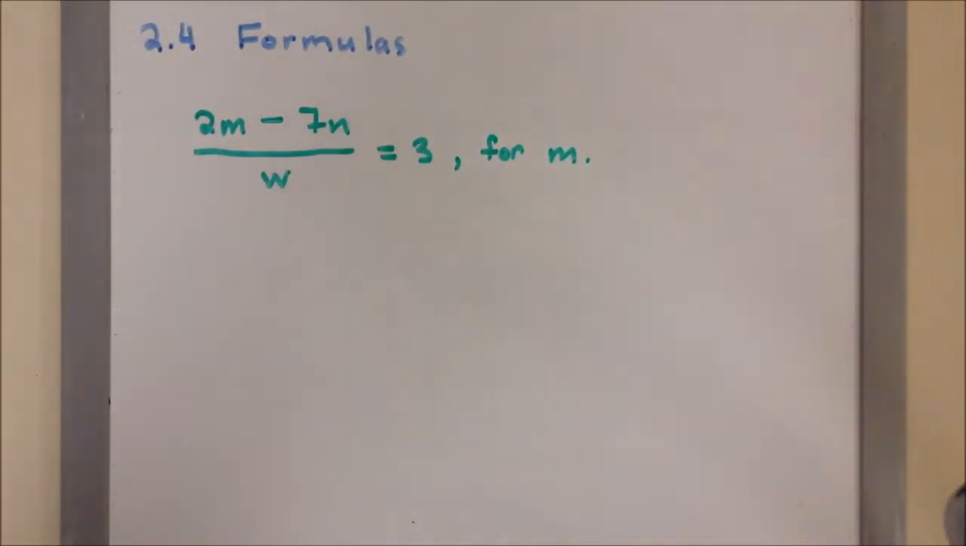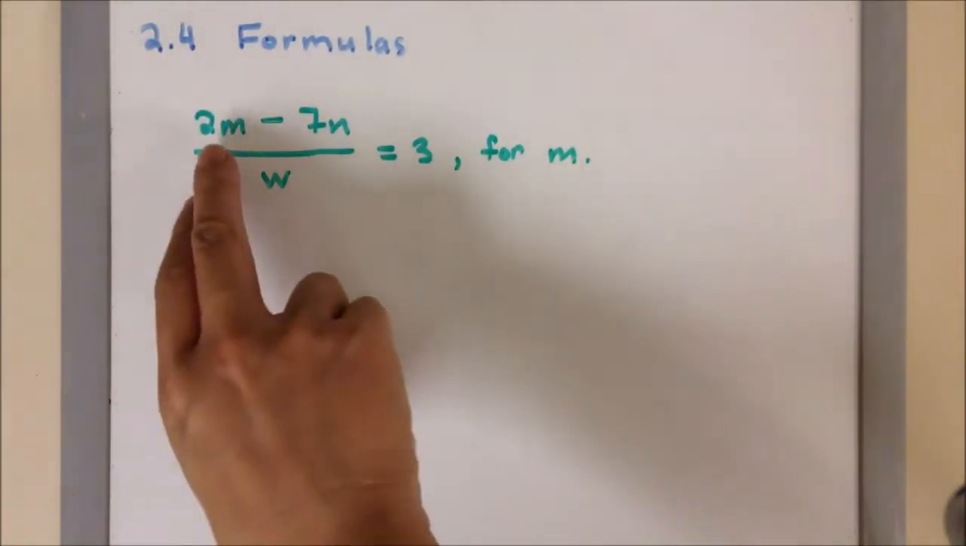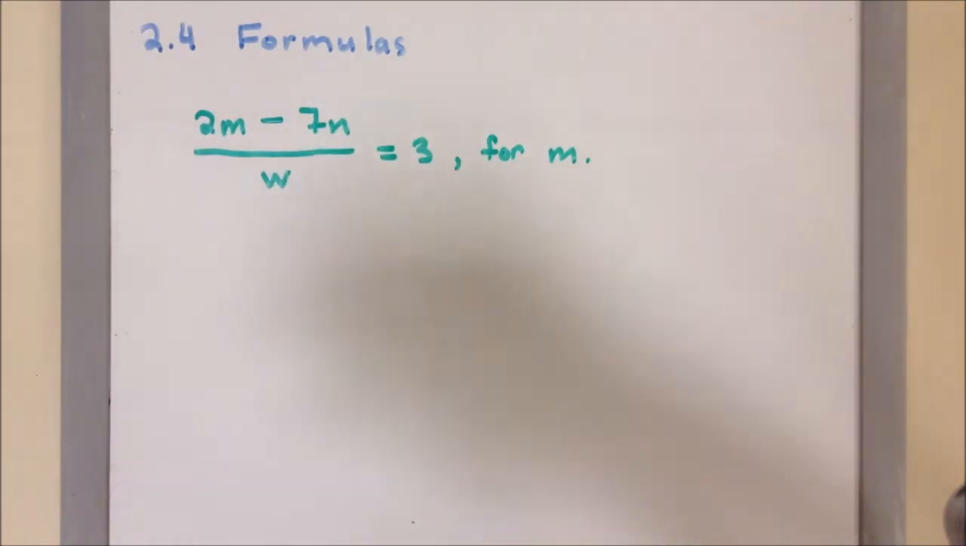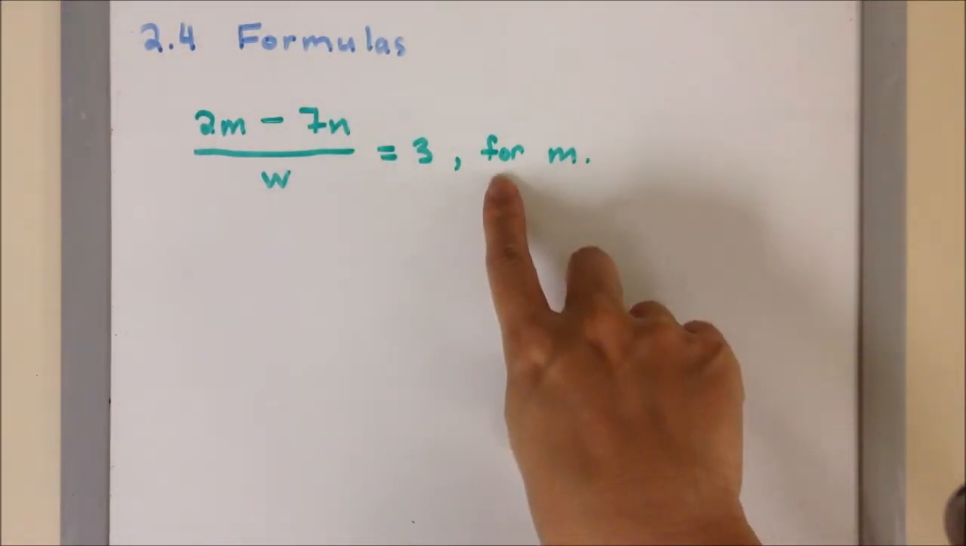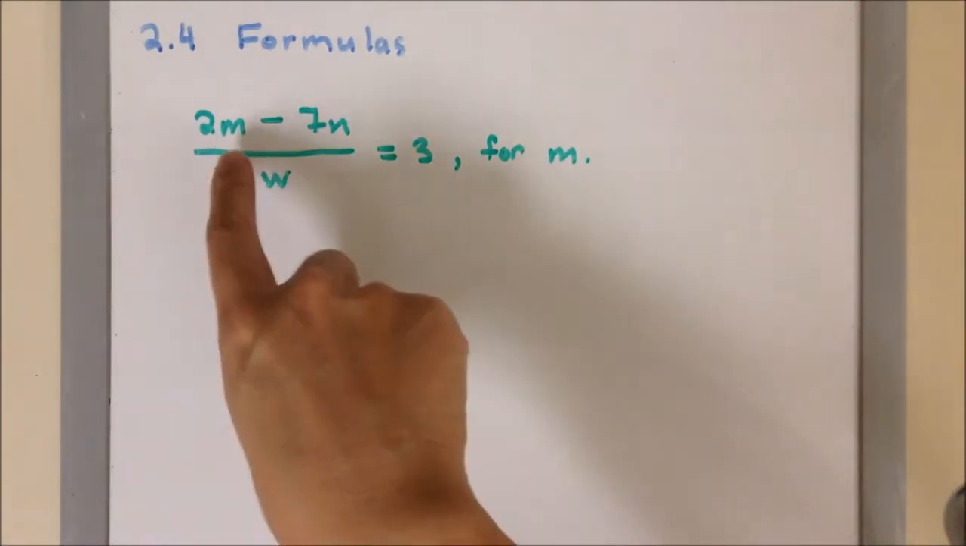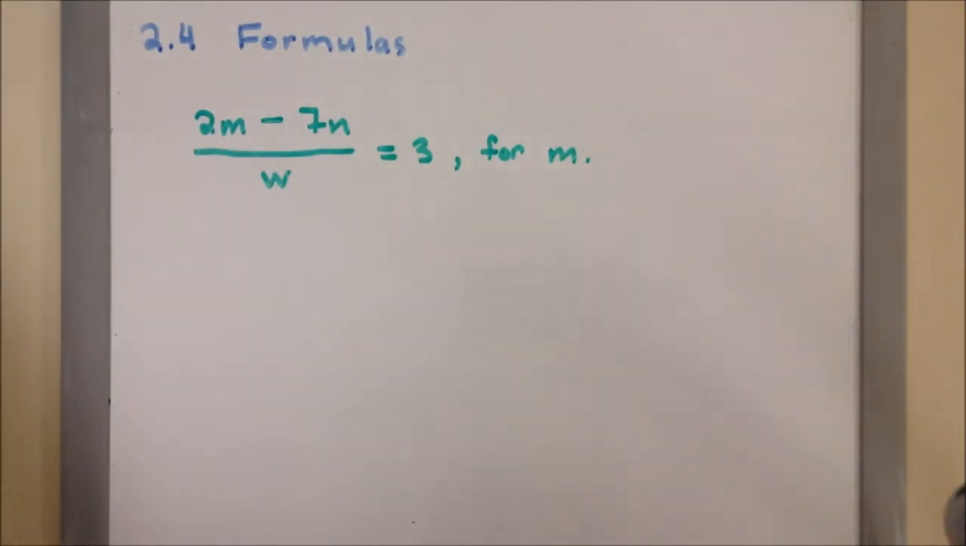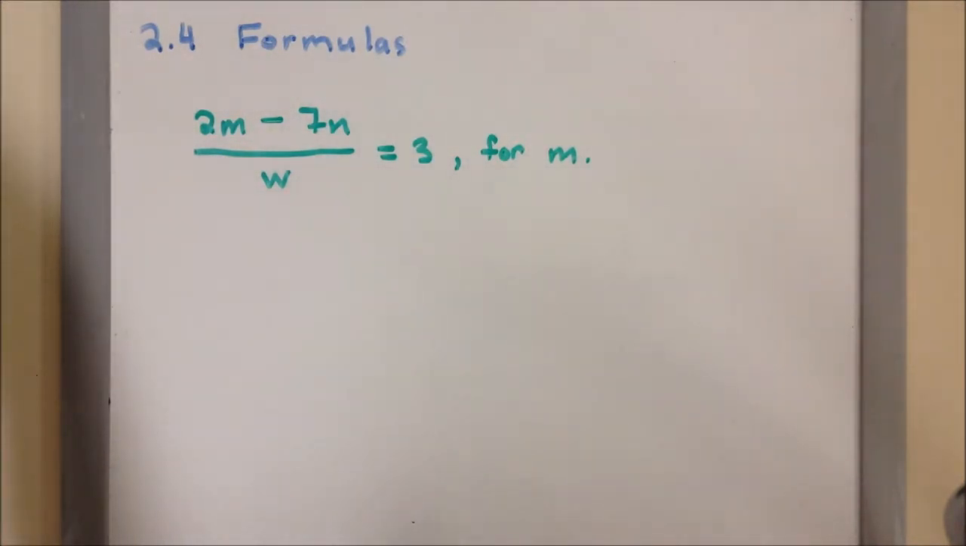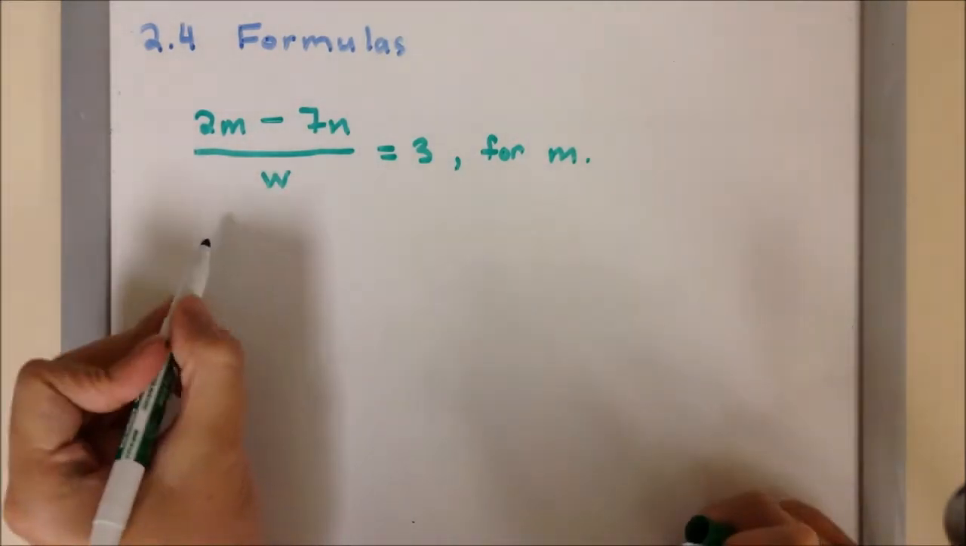In this next example, we have 2m minus 7n divided by w equals 3. And it's asking you to solve for m, meaning you want to get the m by itself. So, what we're going to do is I'm going to first rewrite the problem.